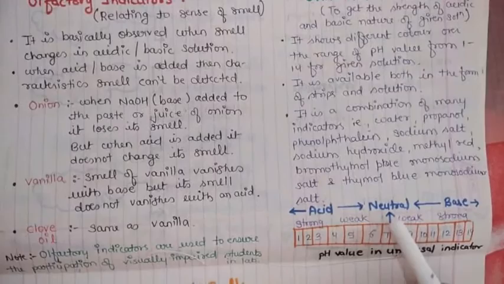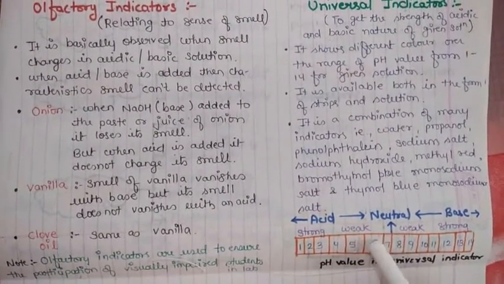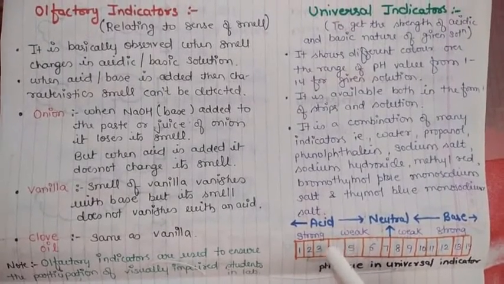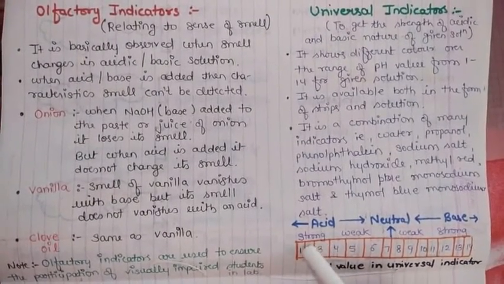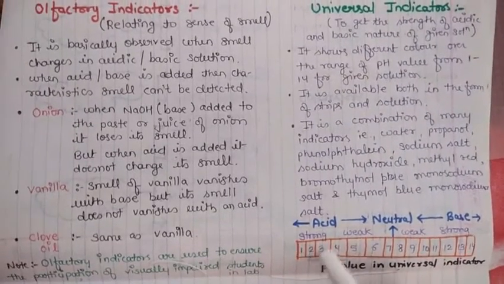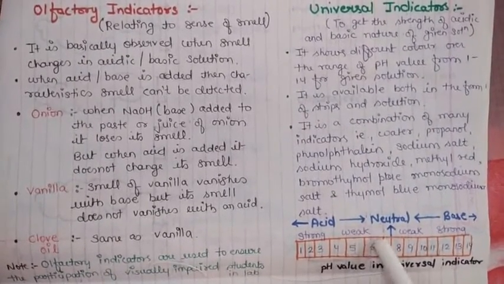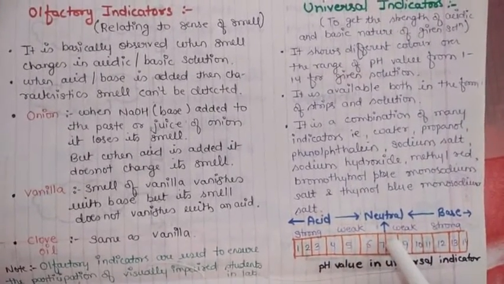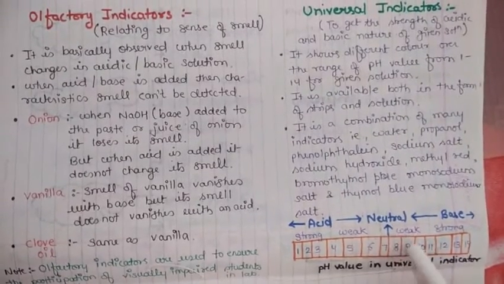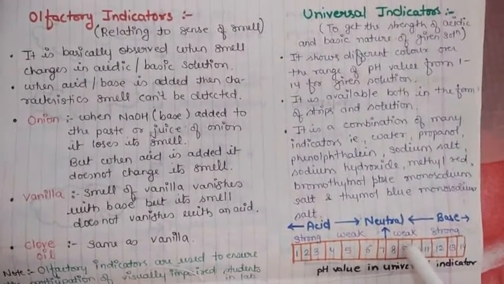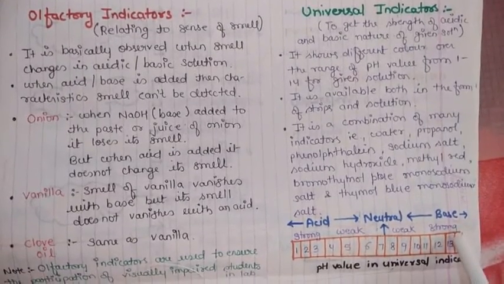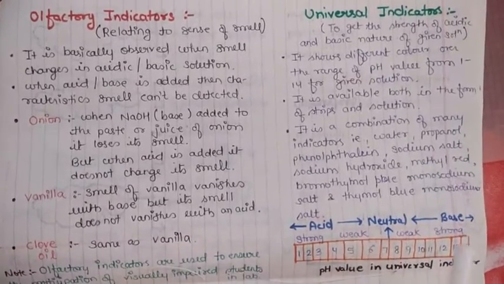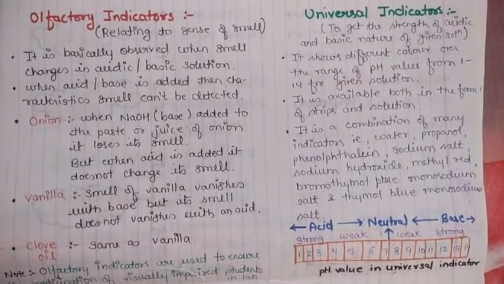So here you can see that the values below 7 will be weak, and if we go beyond 4 to 3, then you will be getting the strong acids. So this is the range of strong acids, this is the range of weak acids, and this is the range of medium acids. Similarly for bases, this is the range of weak bases, and this is the range of strong bases. So with the help of this scale you can easily identify the strength of acids and bases.